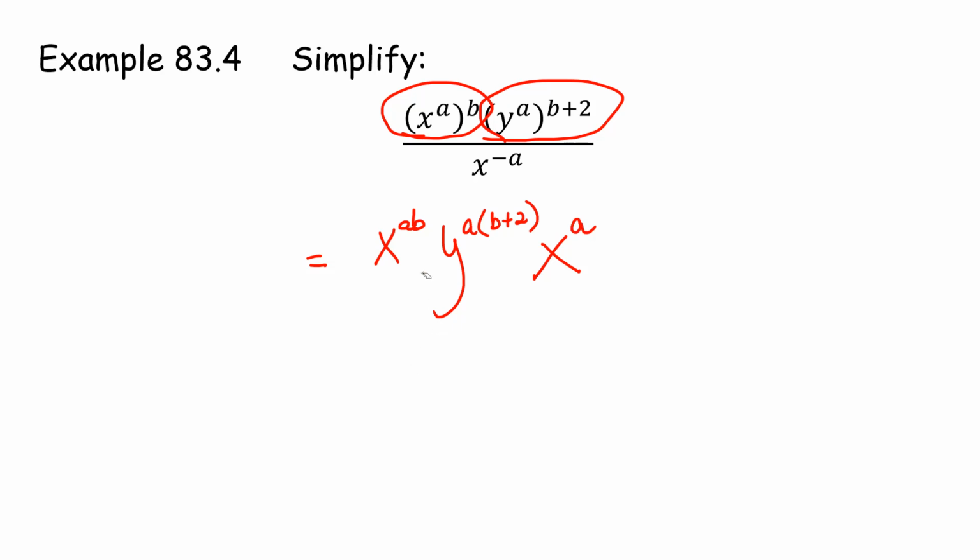So now we just have like terms, which we can add the exponents on. So x to the ab times x to the a is just x to the ab plus a. You add the exponents. And then y, if we distribute that a, we have ab plus 2a. And so that would be as simplified as this can get.